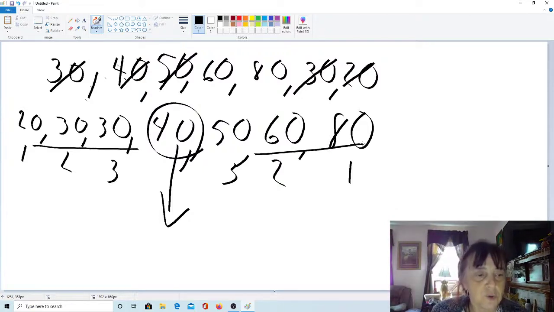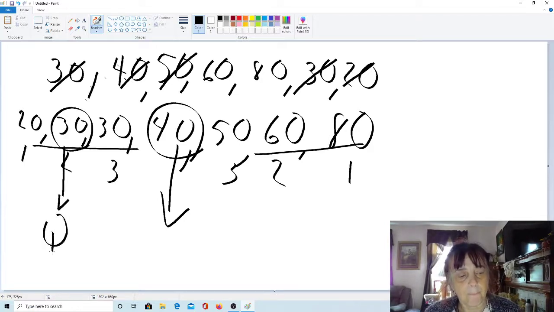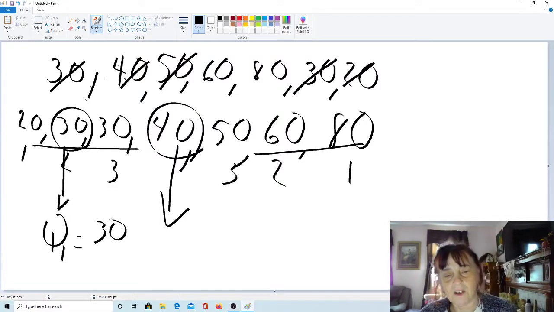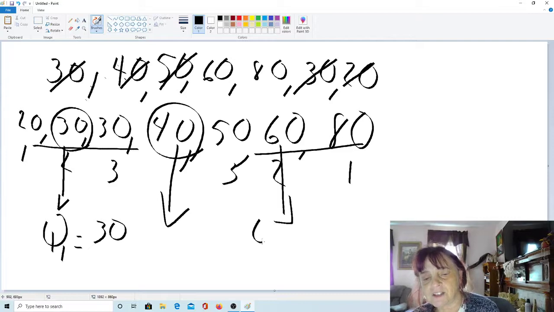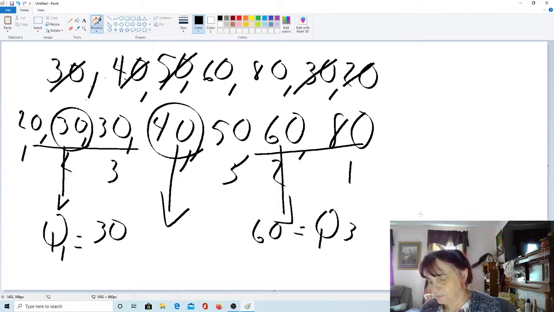And the median of the first group of numbers is 30. So that's called Q1. And the middle number of the third set of data is 60, which is Q3. Okay, Q1 is 30, median is 40, and Q3 is 60.